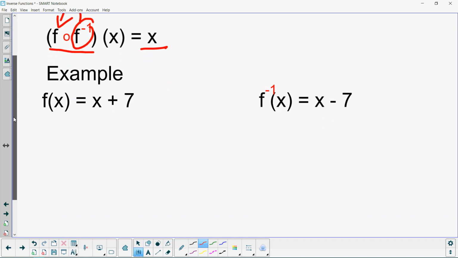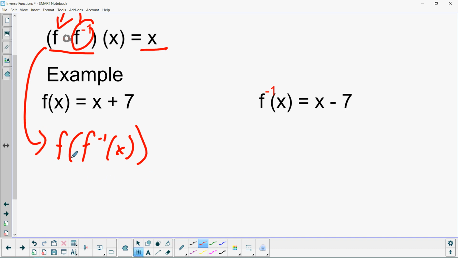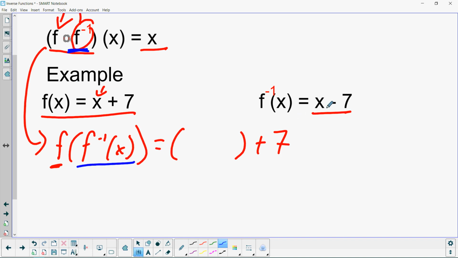If I want to do f of the inverse of f, like that, these two are the same thing, they're just different notations. I'm going to write the outside function first and then plug the inside function into the x. So what that's going to look like, I'm going to write the f of x, where the x's put some parentheses, plus 7. And then we're going to take the inside function and plug it into the parentheses. So we have x minus 7.